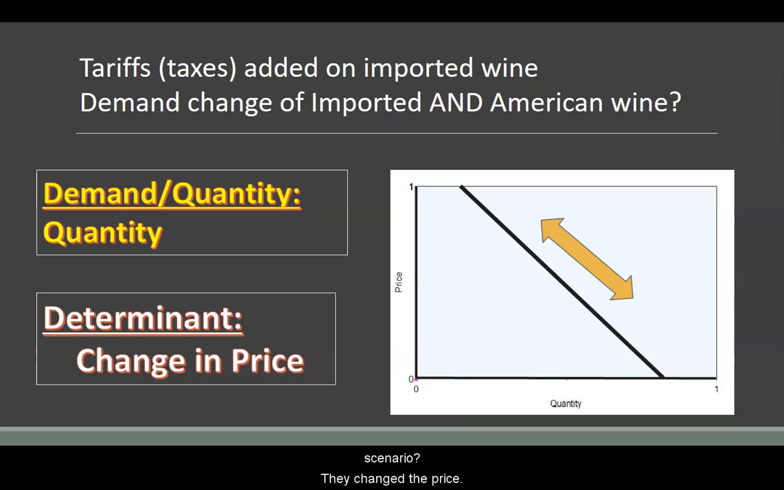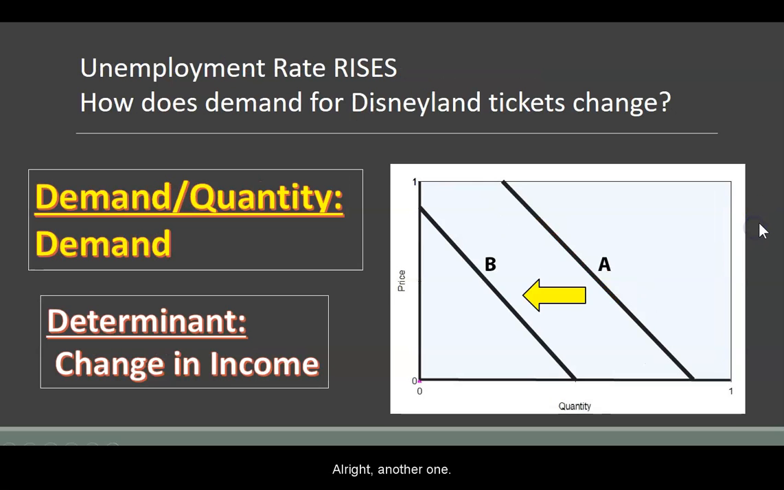They changed the price. If we're changing the price, which is my determinant down here, that means that it changed the quantity demanded. And like always, if you see the word quantity, you know you're moving along the line and not moving the line itself. That's the most important part to remember about this lesson. All right, another one.